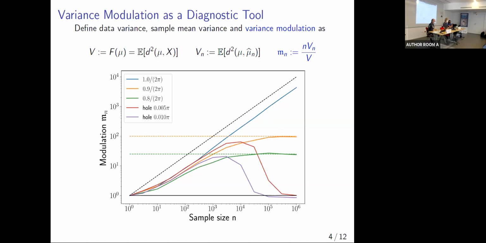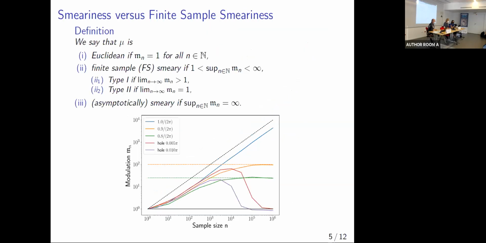And the last one is where I look at a mode near the antipodal point of the mean, but I cut out a little hole in this mode of different sizes here. That leads to a situation where the modulation first rises, but then with very high sample sizes, it falls back to 1. So for very high sample sizes, we actually can work with tabled quantiles, but we need potentially really extremely large sample sizes. So for the red curve, you still have an appreciable modulation for 10 to the 5, as you can see here, or even more for 10 to the 4. And this kind of paves the way to define what we mean by finite sample smeariness.